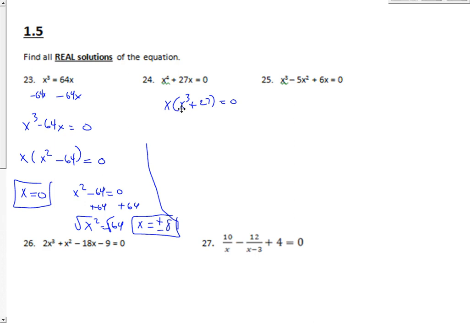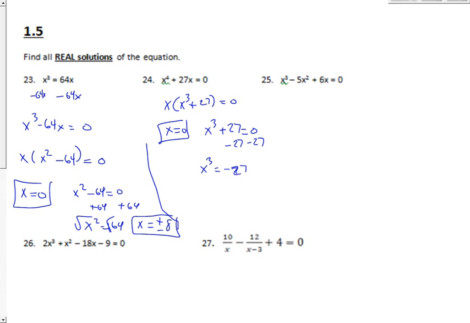And then I have factors, so I'm going to set each factor equal to 0. I get x equals 0 for one solution, and x cubed plus 27 equals 0. Subtract the 27 from both sides, you will get x cubed equals negative 27.